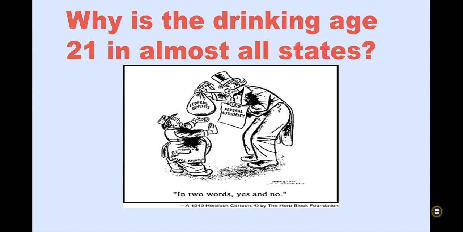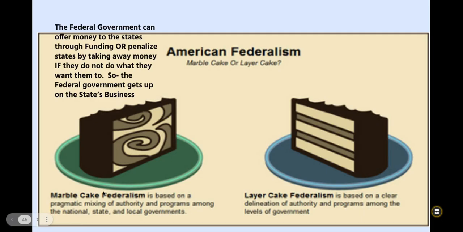Well, that's because as time has gone on a little bit, we've seen the federal government influence state laws through federal benefits. Essentially, the federal government can use money to influence what the states do. We call this a more marble cake, or a more mixed federalism, where essentially other things are getting mixed up here, right? Before you had that nice layers that separate everything, now things are kind of mixed up. So the federal government can either offer money or penalize the states by way of money for not doing what they want them to do. And so the federal government gets kind of up in the state's business and encourages them to make certain laws because they can give them money or take money away.